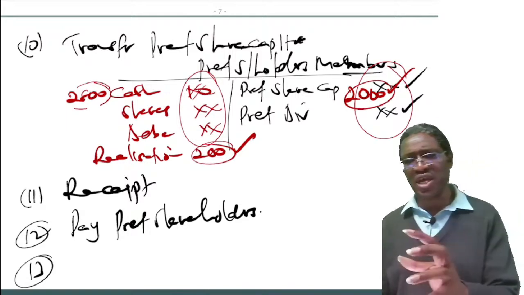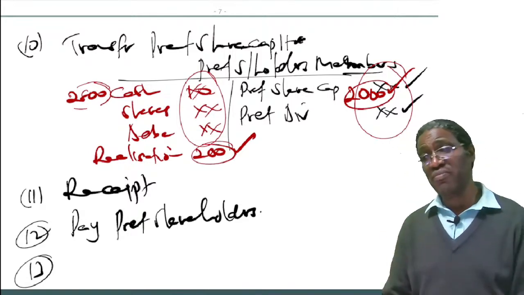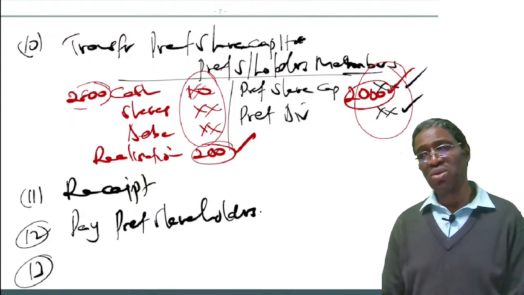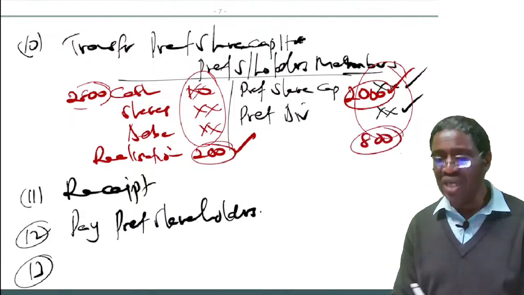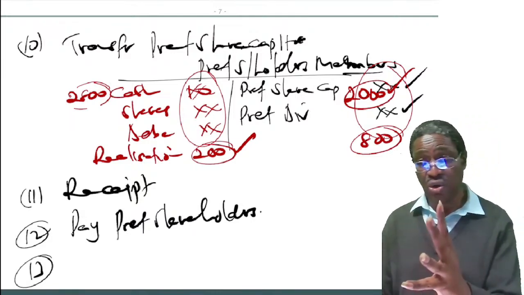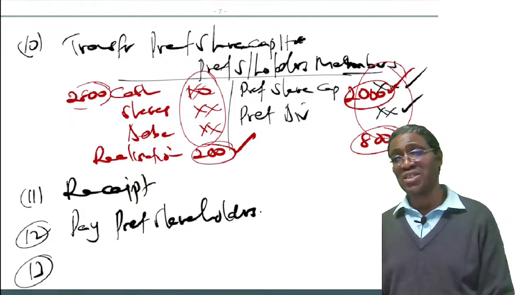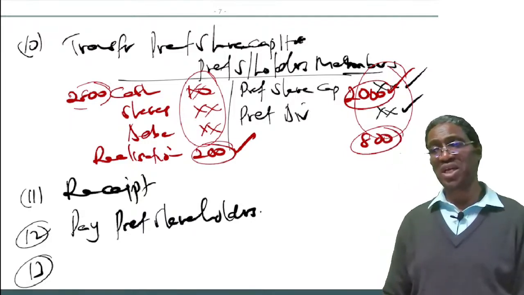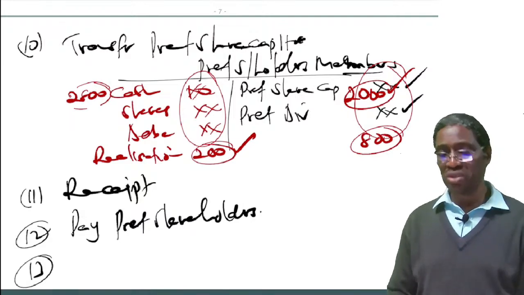So it means that I'm giving them more than I owe to them. There's a difference of 800, which is on the credit side. That is obviously a loss on payment. When you are paying them more than you owe to them, that is a loss on payment. Take it again to the realization account.